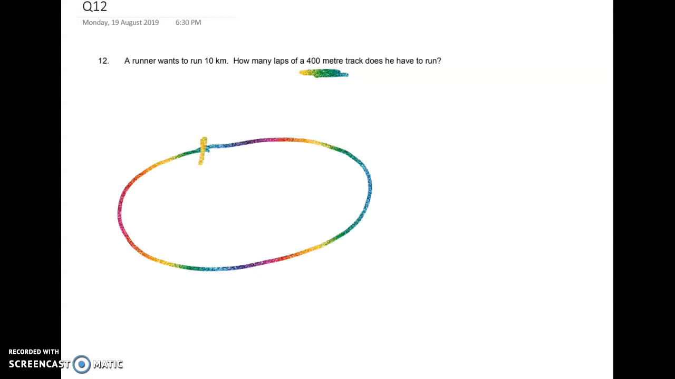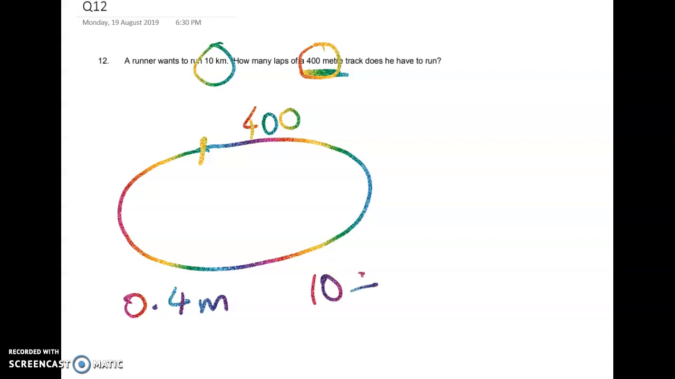So we're starting to get slightly more involved, but still should be feeling pretty good. A runner wants to run 10 kilometres. How many laps of a 400-metre track does he have to run? So here's the track, 400 metres, and he wants to get up to 10 kilometres. The first thing to do is to put those two things into the same unit. So the track is 0.4 metres long, and we want to know how many of those it will take to get to 10. So 10 divided by 0.4 gives us 25.